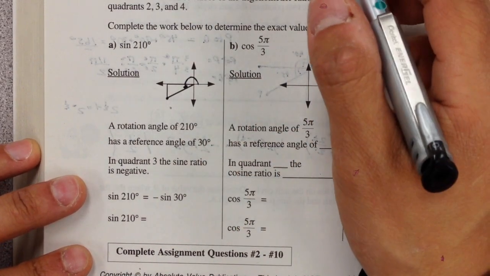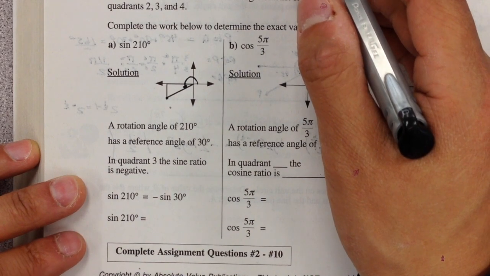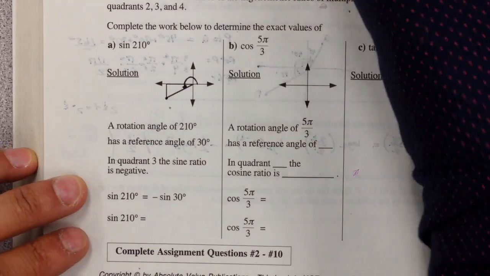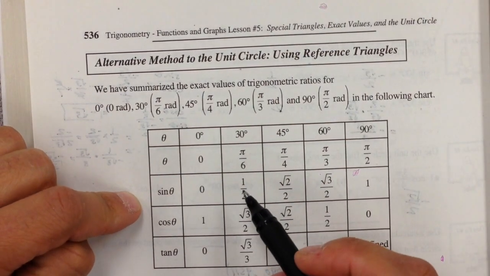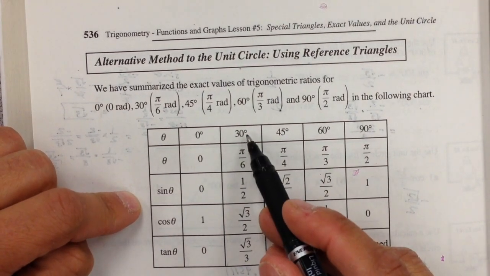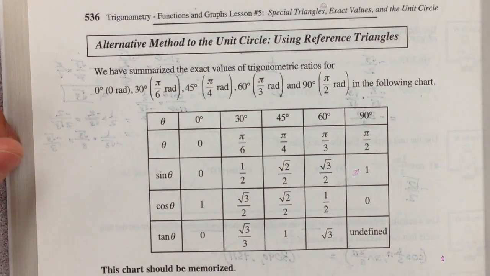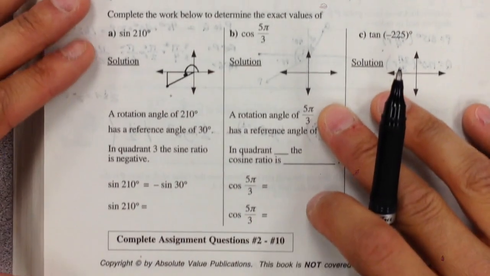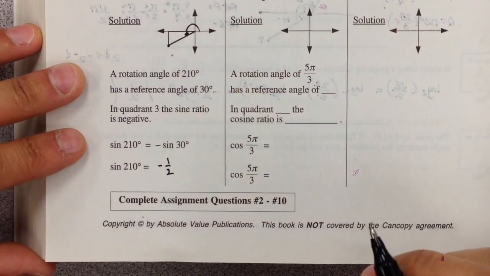If I have a reference angle of 30 degrees, and I'm looking for the sine ratio, I refer to this chart. With a reference angle of 30 degrees, the sine ratio is equal to 1/2, which is the y value. But since it's a negative sine ratio, that means this would be negative 1/2.